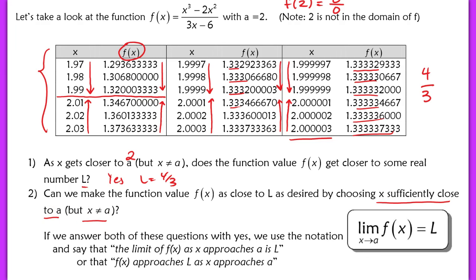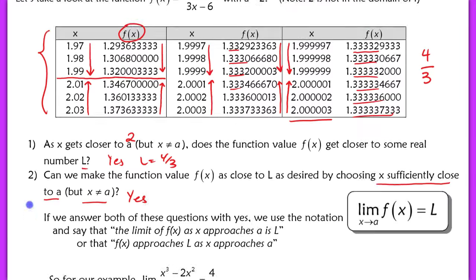Now, question 2 might be worded in a way that is a little confusing, but all that it's saying is, can we make our function value f of x, so that y output, closer and closer to L, by choosing values of x that are closer and closer to a? Absolutely. That's what we just saw in our table. We can continue to try to input values of x that are even closer to a, which is 2, and then get outputs that are closer and closer to 4/3. So the answer here is yes.